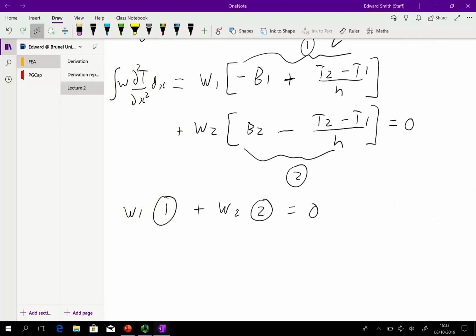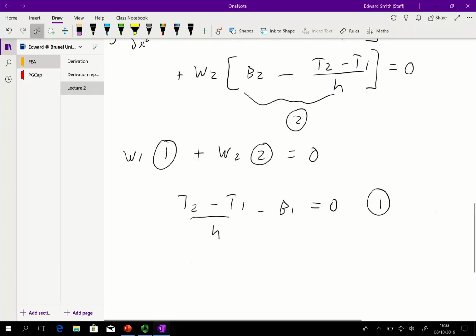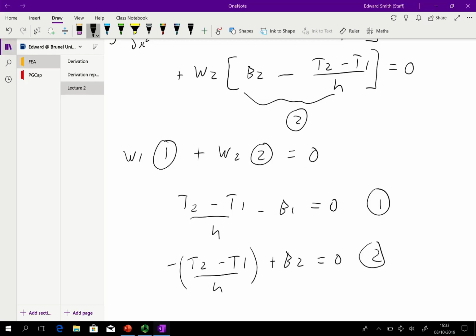So essentially now what we have is two simultaneous equations, and we can rewrite them as such. We have T2 minus T1 over H minus B1 is equal to 0. So this is our first equation. And we have minus T2 minus T1 over H plus B2 is equal to 0. So we essentially have two simultaneous equations now.